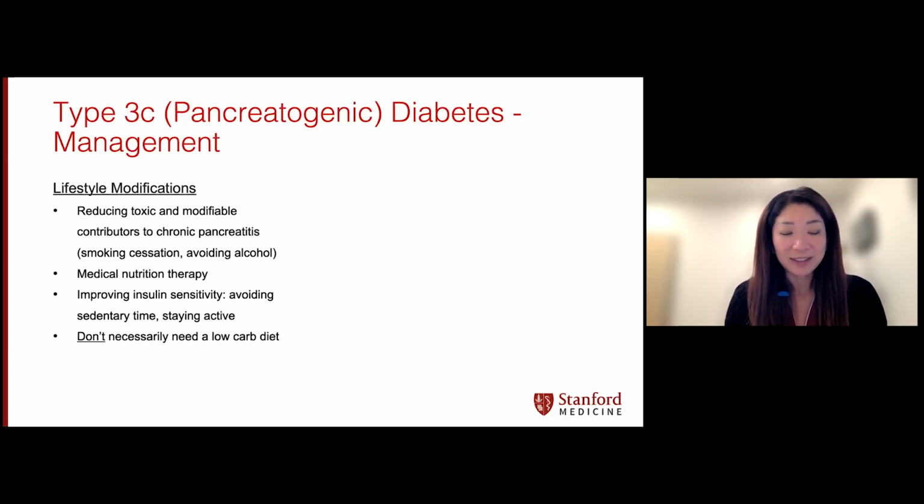And very importantly, even though most things you may read in the media about control of diabetes involves a low-carb diet, with pancreatogenic diabetes, patients don't necessarily need to be on a low-carb diet. Now, this does not mean that you can go on and have all the soda you want. We still want you to have good nutrition. But again, patients don't necessarily need to restrict carbohydrates the same way that we counsel our overweight and obese patients with type 2 diabetes.